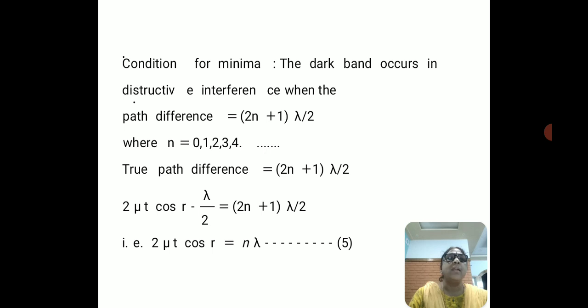Next, the condition for minima. A dark band occurs in destructive interference when the path difference equals 2n plus 1 lambda by 2, where n equals again 0, 1, 2, 3 and so on. Therefore, we equate the true path difference 2 mu t cos r minus lambda by 2 with 2n plus 1 lambda by 2. After simplification, we get 2 mu t cos r equal to n lambda. Say this is equation 5, and this is the condition for minima.